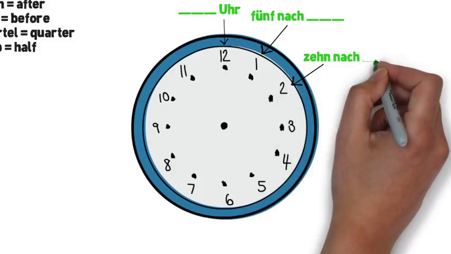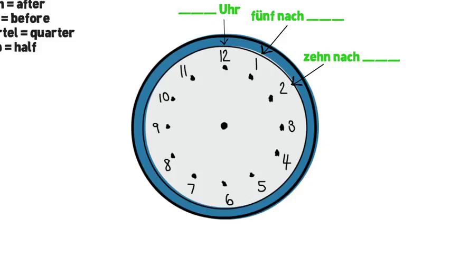Next, it's 10 after the hour, so now we'll say 10 nach. 7:10 is 10 nach 7. 8:10 is 10 nach 8. 9:10 is 10 nach 9, and so on.